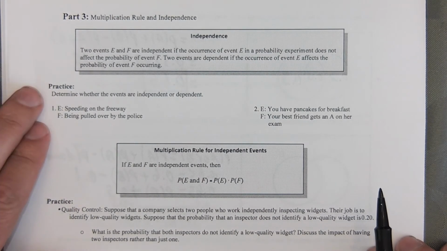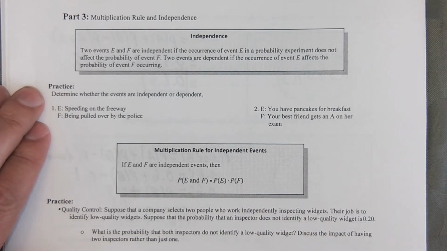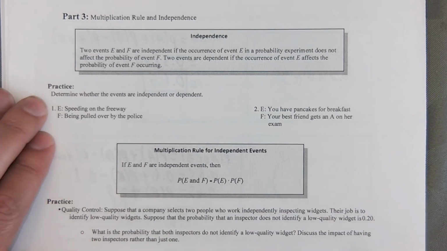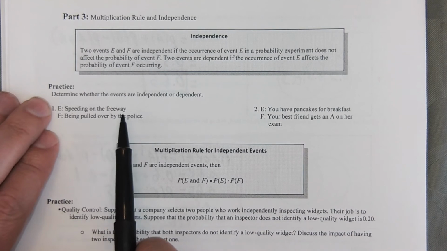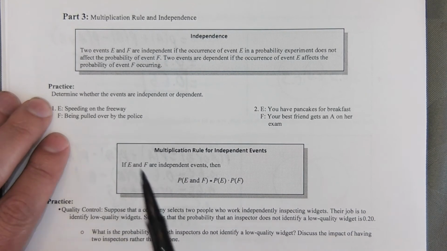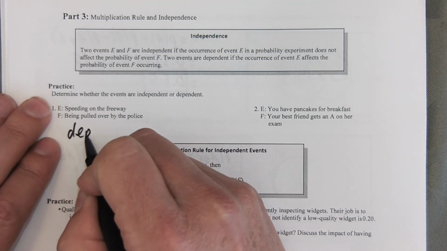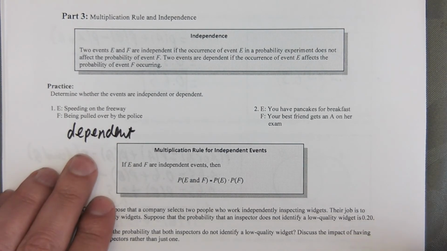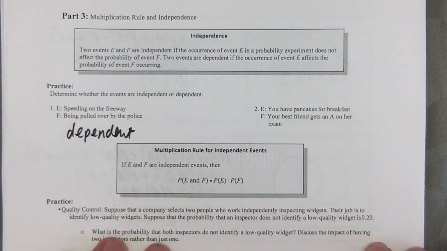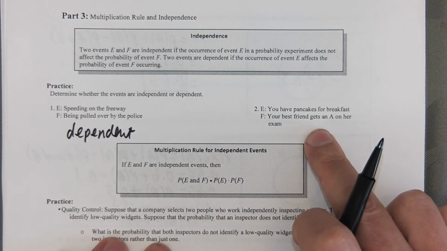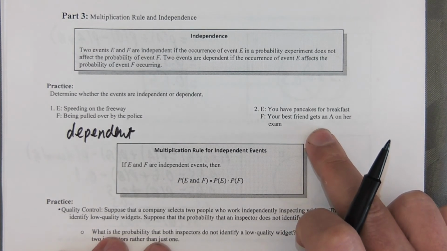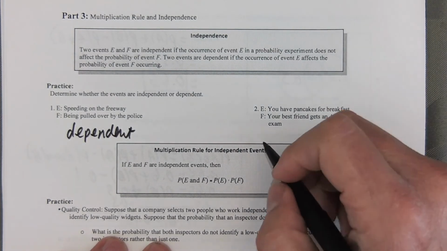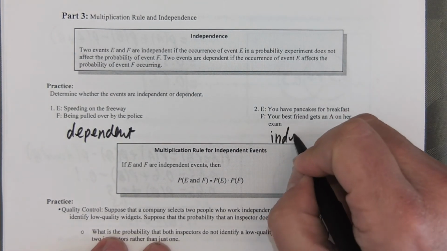And just to give you an idea what I mean by that, I want to practice this a little bit. So determine whether the two events are independent or dependent. Speeding on a freeway and being pulled over by the police. Well, those two things are definitely dependent, meaning the one definitely could have caused the other and affected the other one. Whereas, number two over here, you have pancakes for breakfast and your best friend gets an A on her exam. These two events clearly have nothing to do with each other and are very independent.